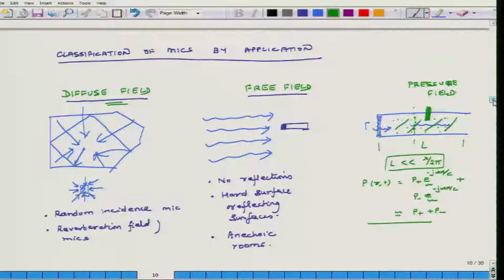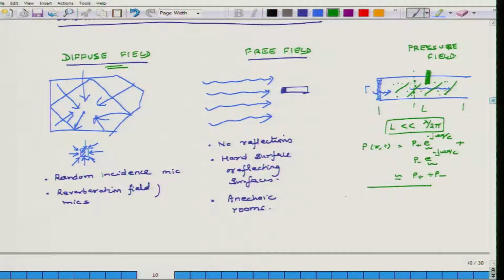Now, these pressure field microphones, where do we use them? We typically use them in small closed volumes. Now, this volume could be a tube or a sphere or whatever. So, volumes and cavities. And what is the meaning of small? That the maximum dimension D max of the volume should be very small compared to 1/6 of the wavelength.